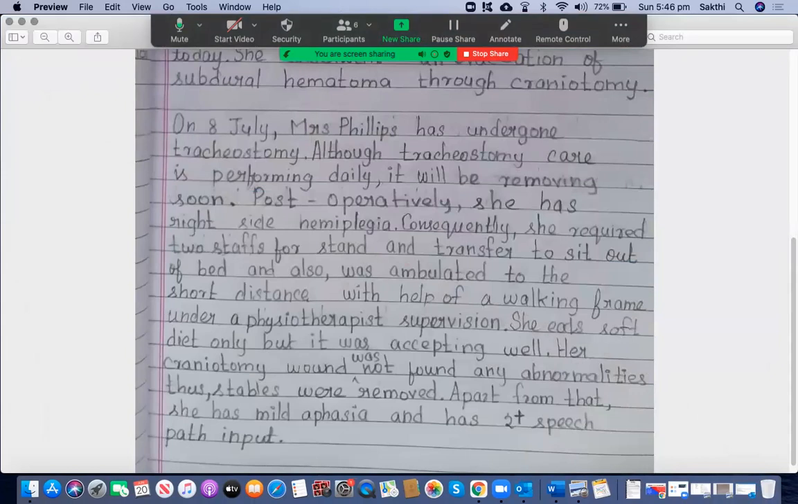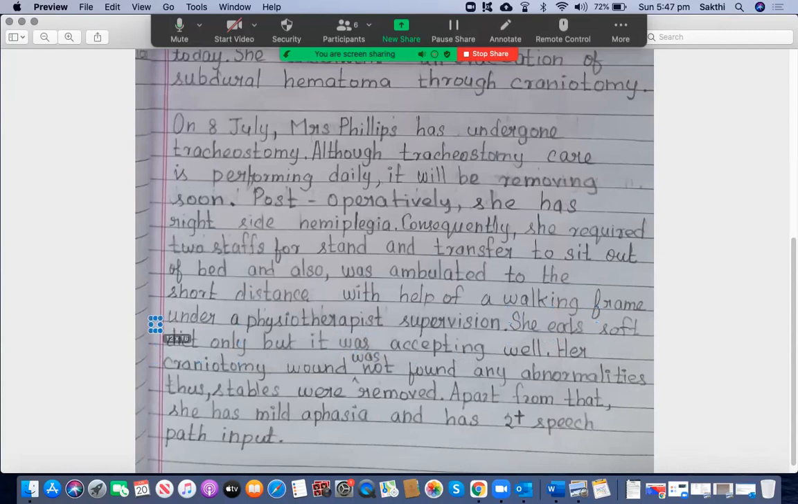What else? She eats soft diet only, but it was accepting well. This is not good. She was able to tolerate well. You used the present verb here, and then the past verb here. You can't do that. It's wrong. What tense did they use in the case notes? Tolerating well only. So, given tolerating well.